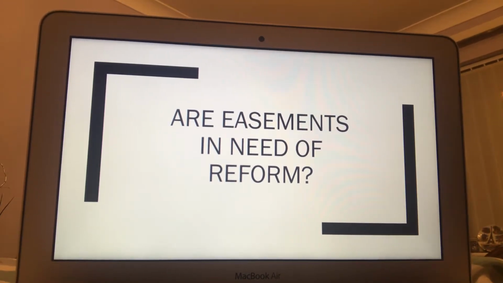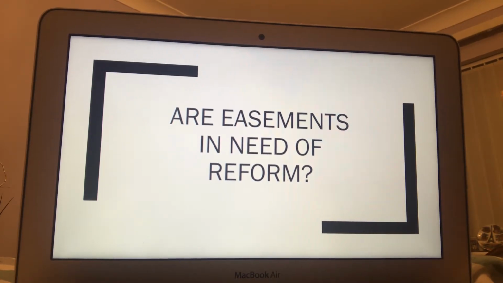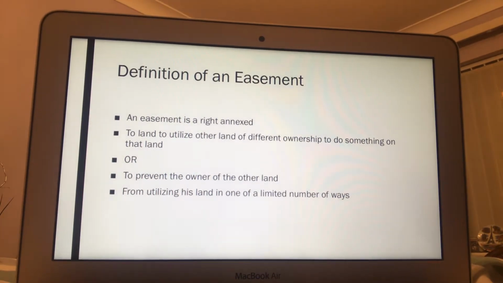Hello, my presentation title is called Are Easements in Need of Reform? I will be explaining the different ways easements are created and how they end. Firstly, we need to define what an easement is.